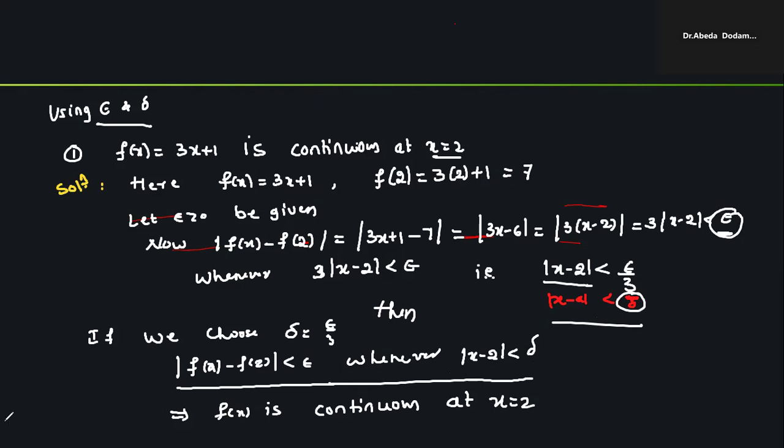Okay, let me take another example here in order to prove this. Quickly, the second example: f of x is equal to x square minus 4 if x is not equal to 2, and it is equal to 4 if x is equal to 2.